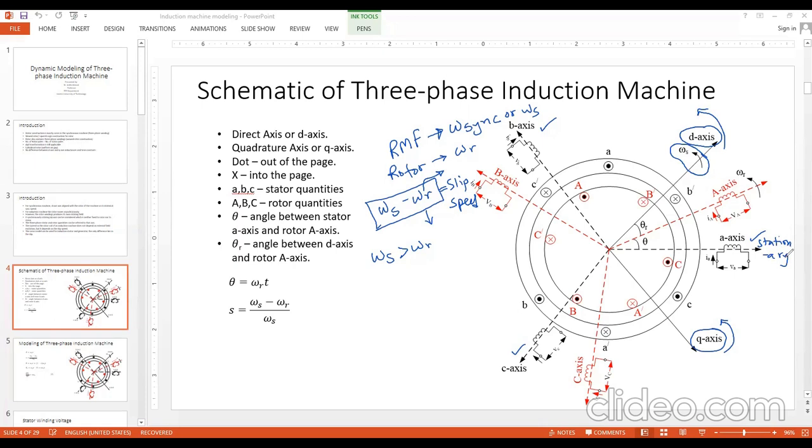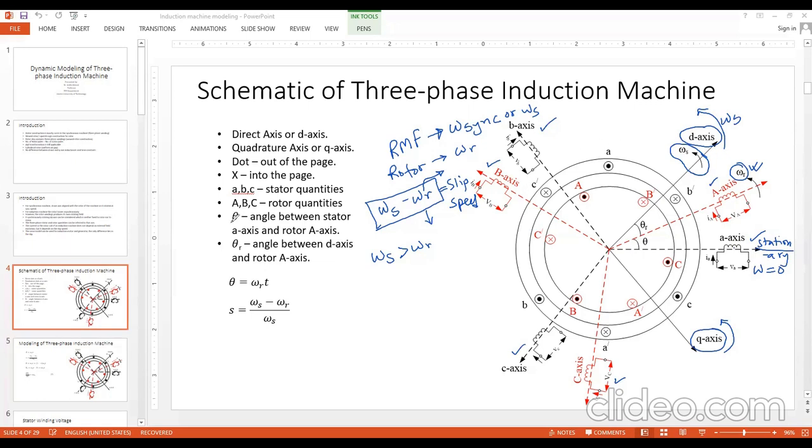Space-wise, they are fixed. However, the rotor A axis, the rotor B axis, and the rotor C axis are moving at a certain speed, omega r. So we actually have three different speeds. The dq axis moving at omega synchronous, the rotor axis moving at omega r, and the stator's coils, which are stationary, omega equals 0. So we have three different speeds to deal with.